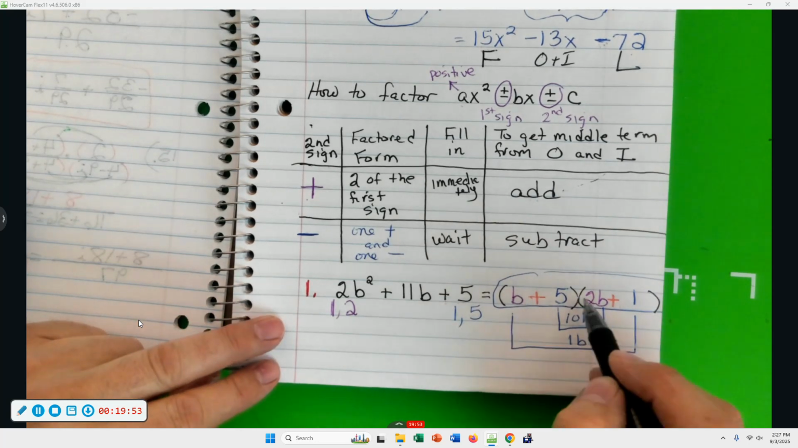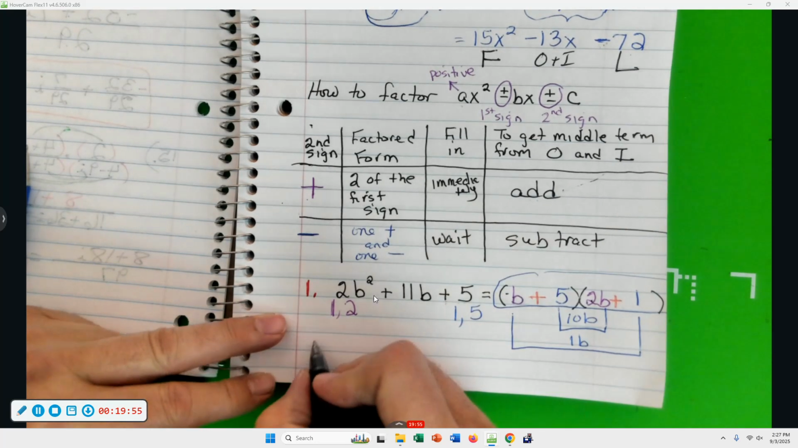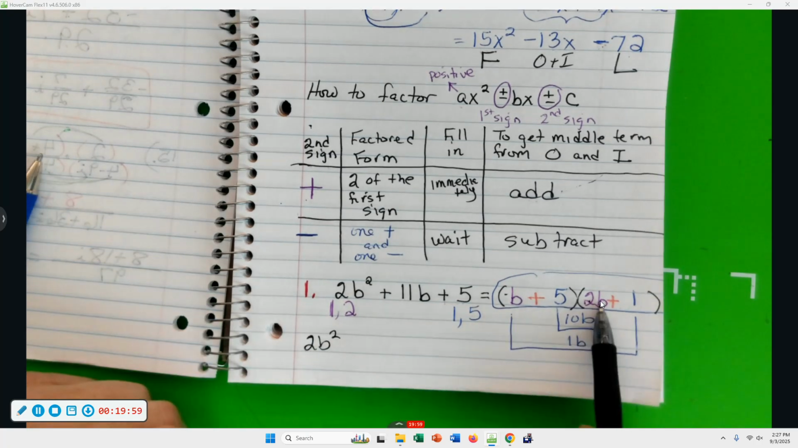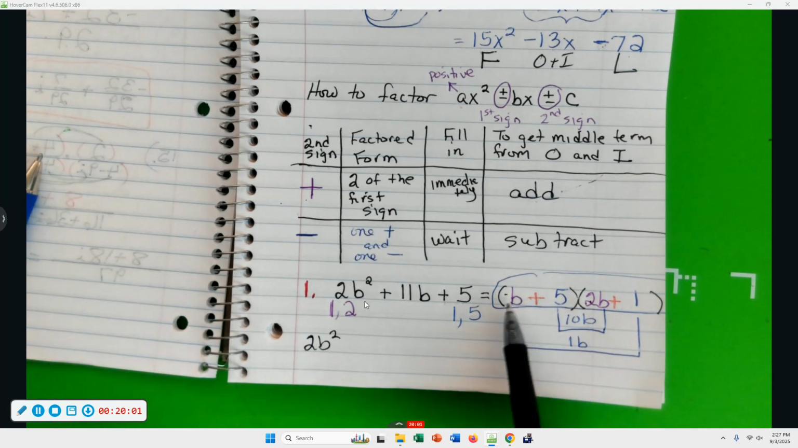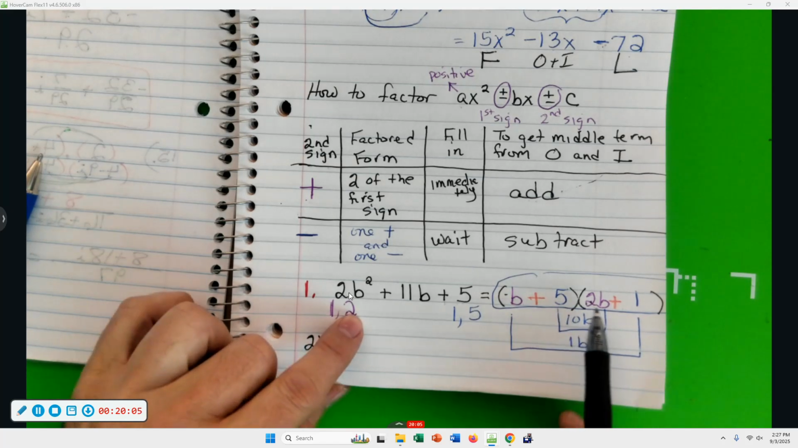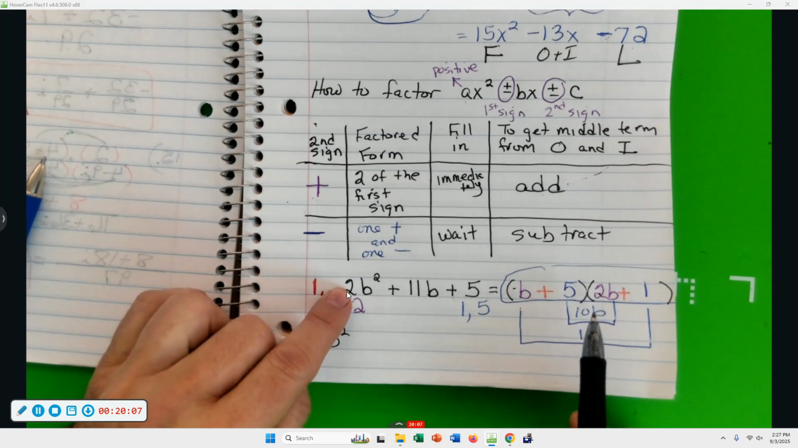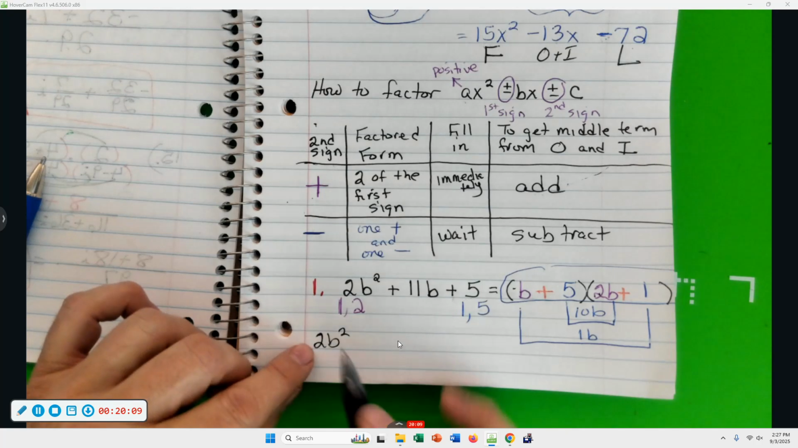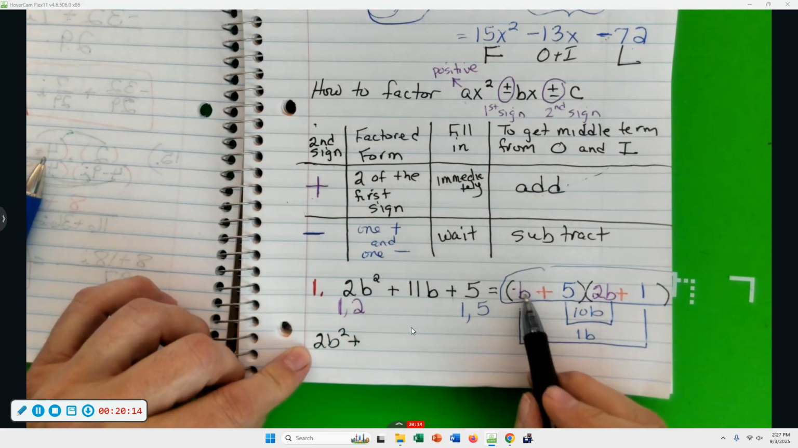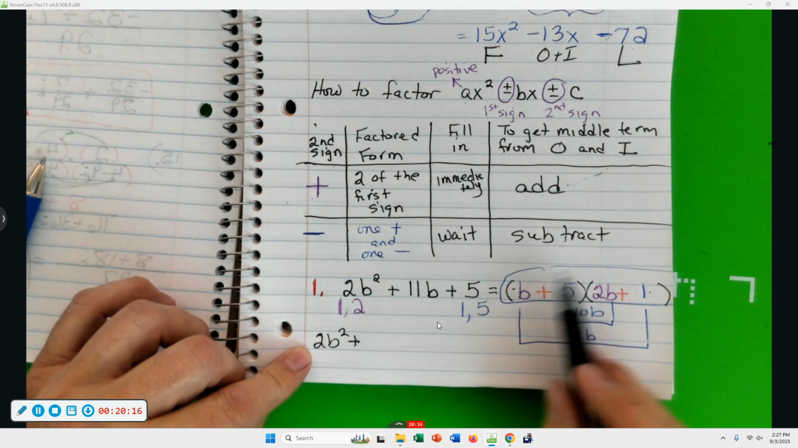You already know first times first equals 2b squared. You wouldn't have written down the b and 2b if it didn't give you 2b squared. You wouldn't have used a 1 and 3 because 1 and 3 don't multiply together to give a 2. All you have to check are the outer and the inner. Do the outer and inner combine to give you the middle term?